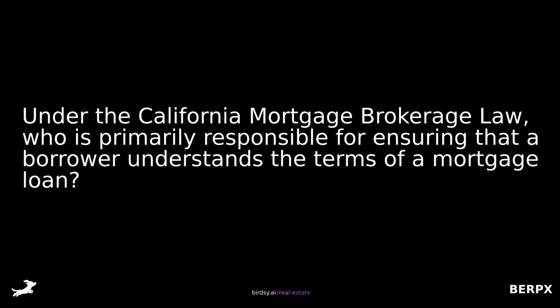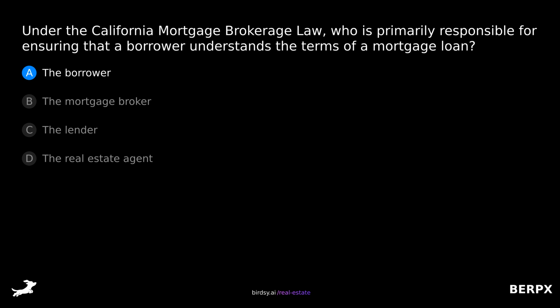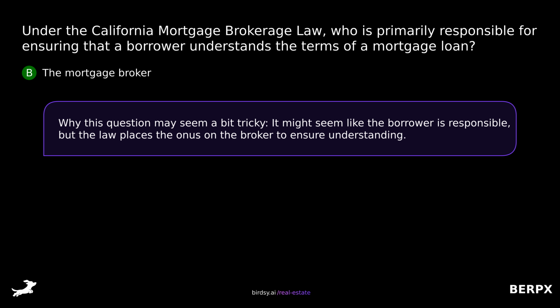Under the California mortgage brokerage law, who is primarily responsible for ensuring that a borrower understands the terms of a mortgage loan? Is it A, the borrower? B, the mortgage broker? C, the lender? Or D, the real estate agent? The answer is B, the mortgage broker. Why this question may seem a bit tricky: it might seem like the borrower is responsible, but the law places the onus on the broker to ensure understanding.